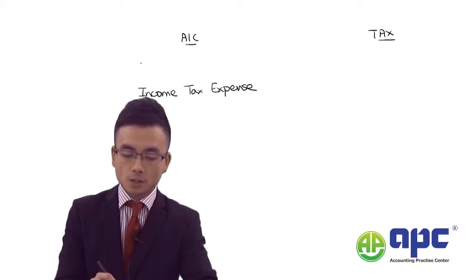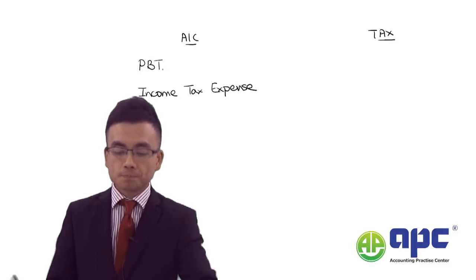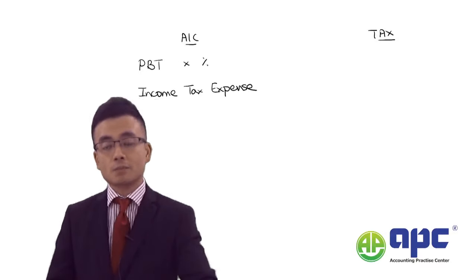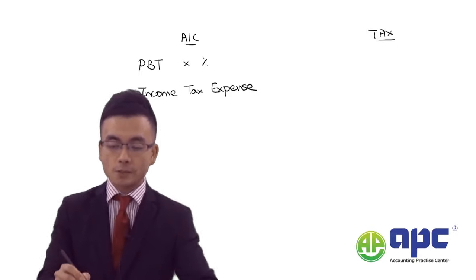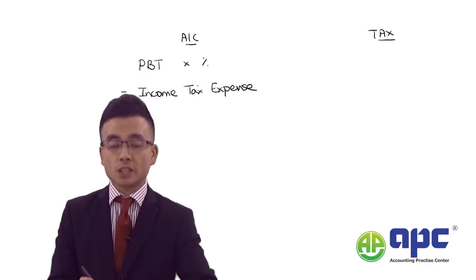With regards to deferred taxes, the first thing I would like you to know is this. We've got the accounting point of view and the tax point of view. From the accounting point of view, we calculate something called the income tax expense. We use the profit before tax, or we can call it the accounting PBT, and multiply by the corporation income tax rate, and that will be the income tax expense.